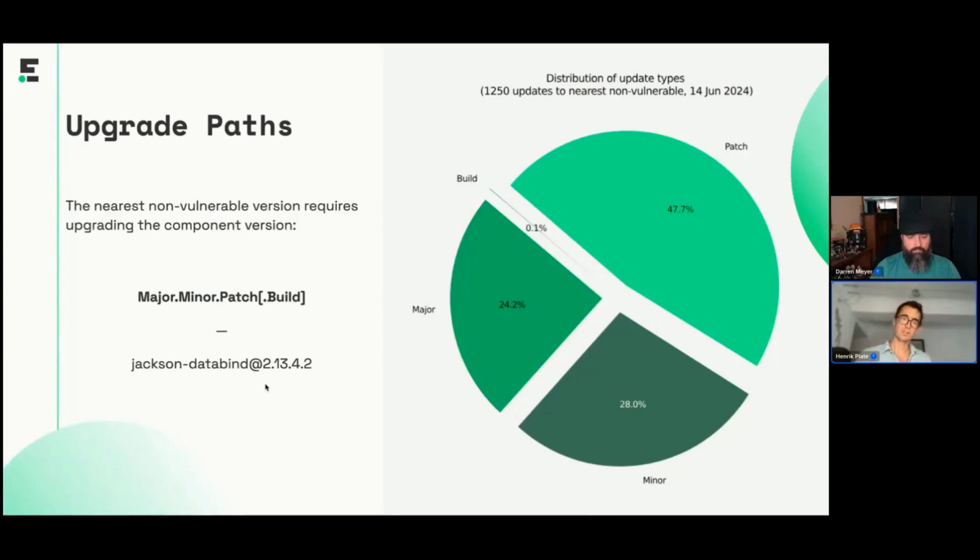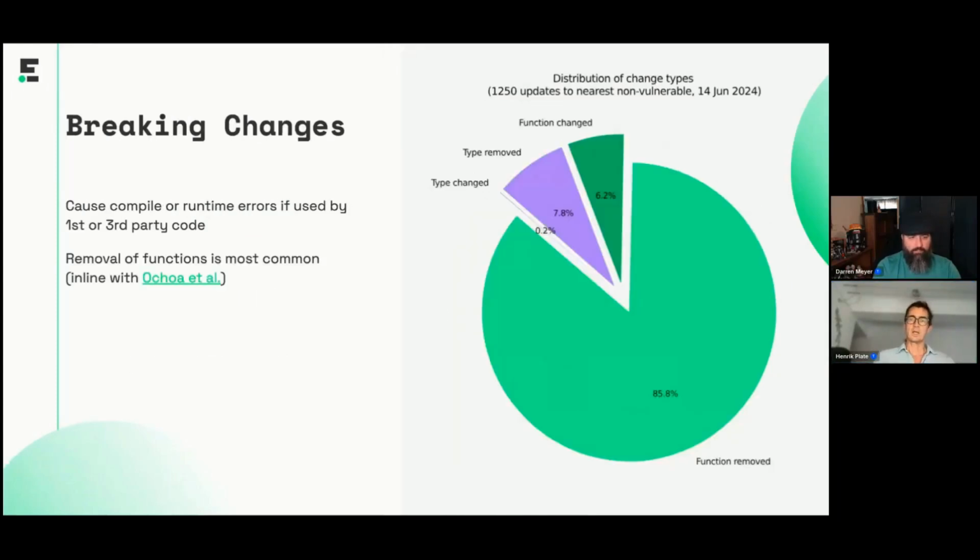With this explanation in mind, looking at those upgrade paths for all the versions of those 15 components, 1250, in 24% of the cases, in order to go to a non-vulnerable version, developers would need to update the major, which implies a breaking change. In 28% and in 47%, they would need to update the minor or the patch element of the version, which should in theory be backward compatible.